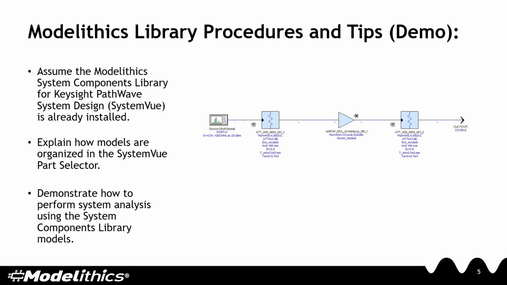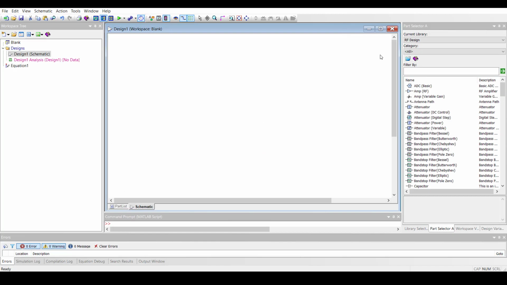Let's now demonstrate how to use the Modelithics System Components Library within SystemVue. We'll explain the basics, like how models are organized in the part selector. We'll then demonstrate how to perform system analysis using the System Components Library models. For this demo, we'll assume that the System Components Library is already installed and the license is properly configured. If you need assistance setting up your Modelithics license, you can watch our licensing video.